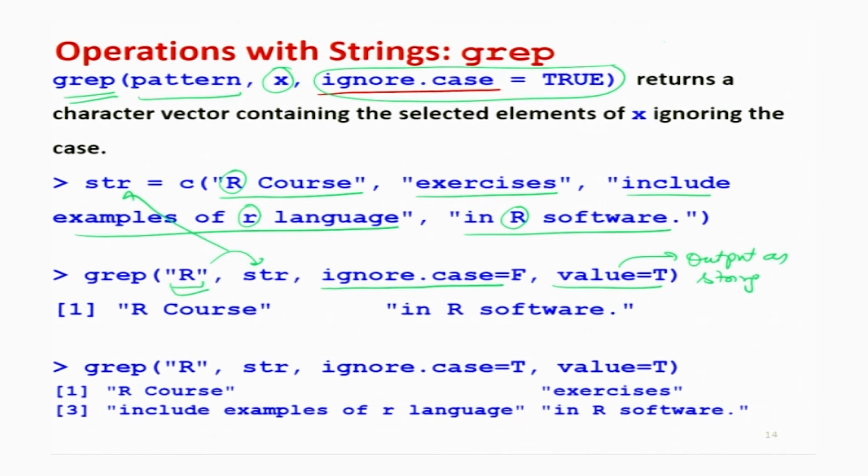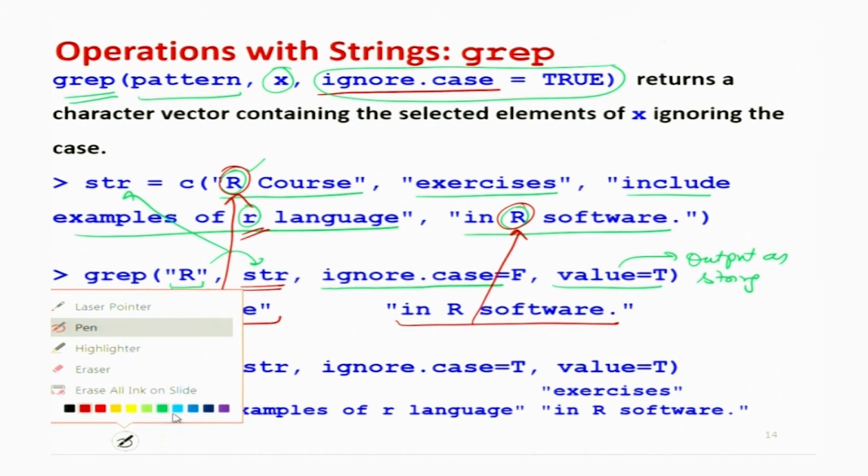So now if you try to see, the control comes here and says capital R, and then it finds the capital R at 2 places, this and this, and this here is a lowercase alphabet. So when you use the command grep and you say please find capital R in str, then it will give you these two outcomes. This is R course and in R software. So R course is coming from here and in R software is coming from here, right.